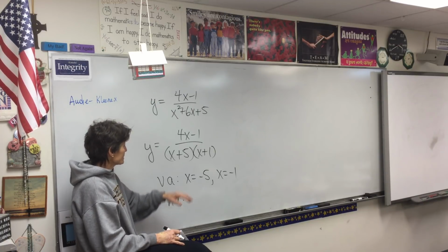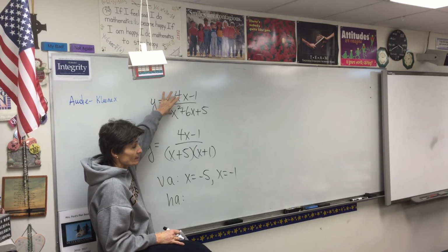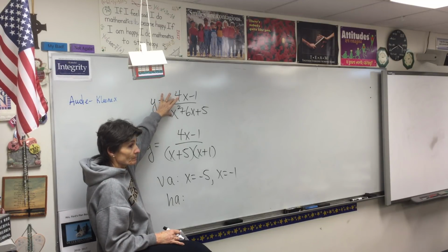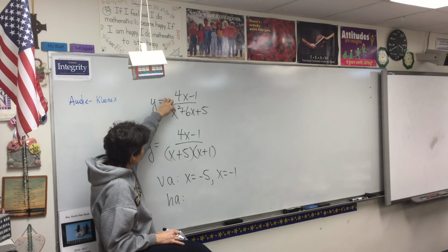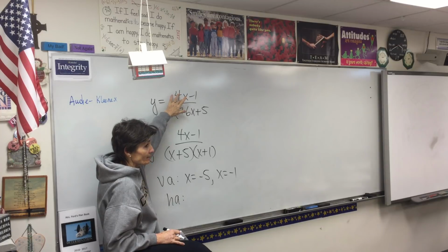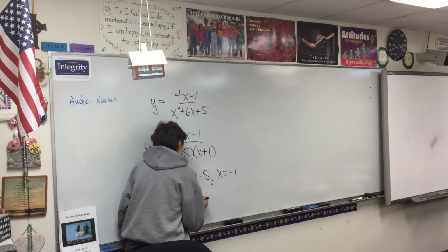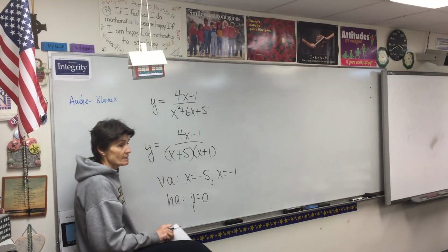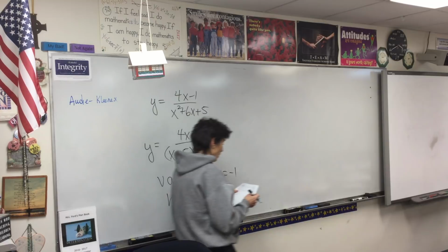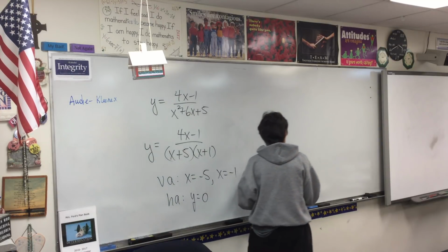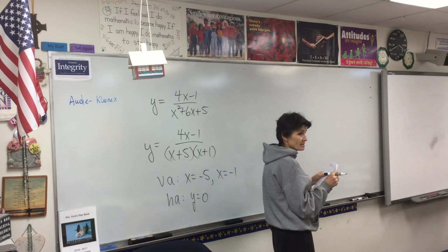Now, my horizontal asymptote I get by comparing the fraction. The first thing you should notice is this is an x squared and this is not. So it's a 0. So the horizontal asymptote is y equals 0. Anytime you go to compare and the one on the bottom is bigger, then you know your asymptote is going to be at 0.